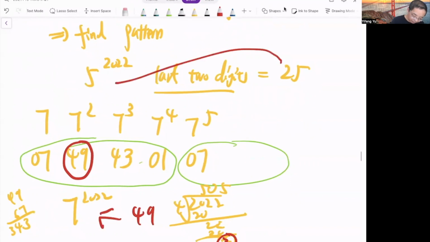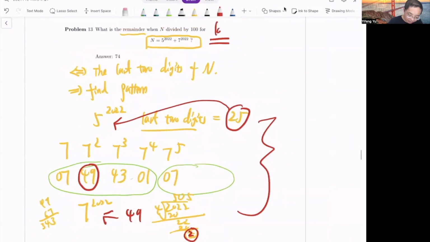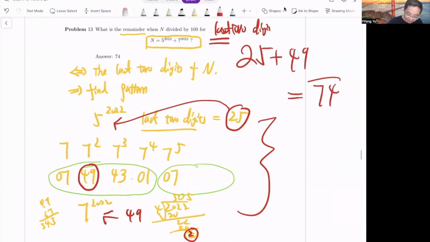The last 2 digits of this one is 25. Okay, it's 25. And then if you combine together, this is the sum, right? So for the sum, the last 2 digits will be 25 plus 49. So we get 74, right?